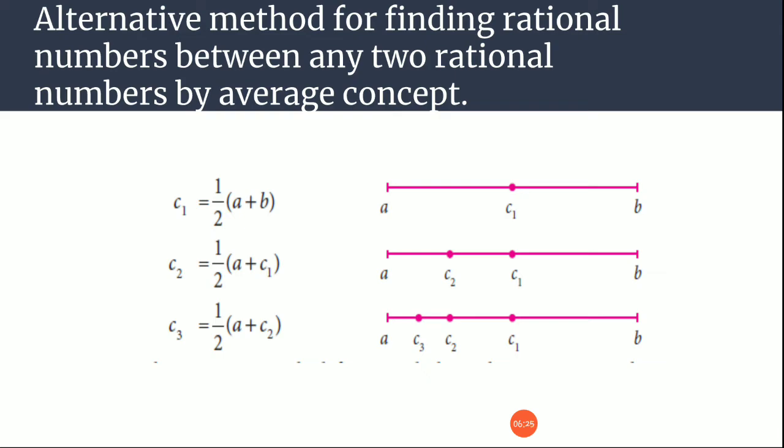Same way we are going to find C1. So what will happen? On the left side A is there and on the right side B is there. You have to add both and divide by 2. And same way, if you keep C2 in between C1 and A, what will happen? On the left side still A is there, but on the right side now instead of B, C1 is there. So to find C2, we have to add A and C1 and then divide by 2.